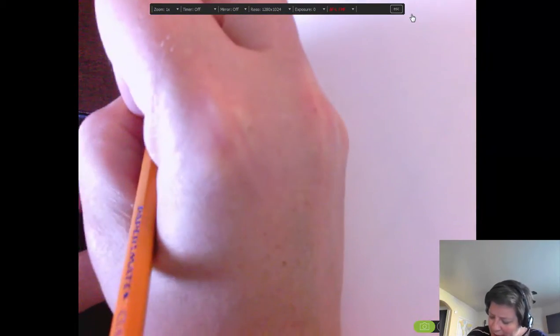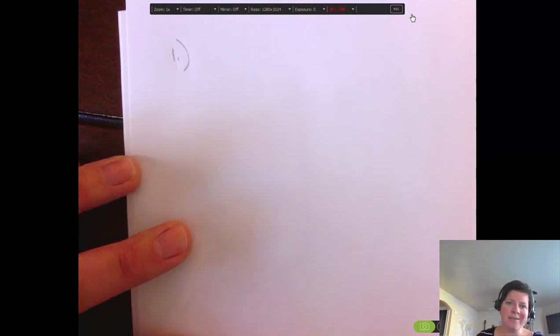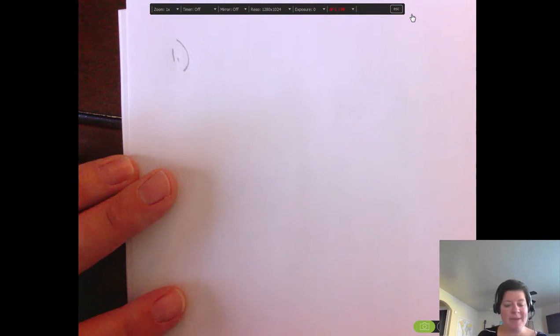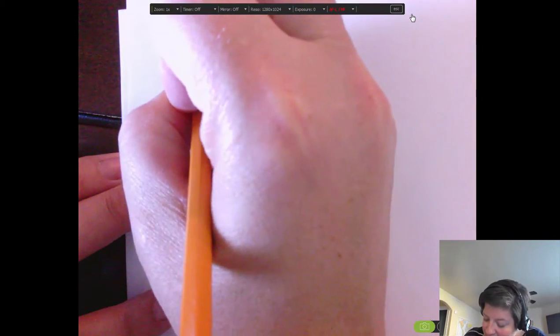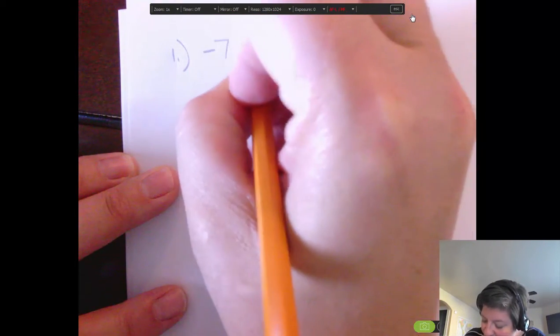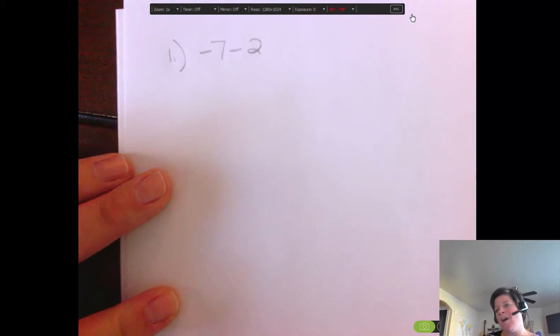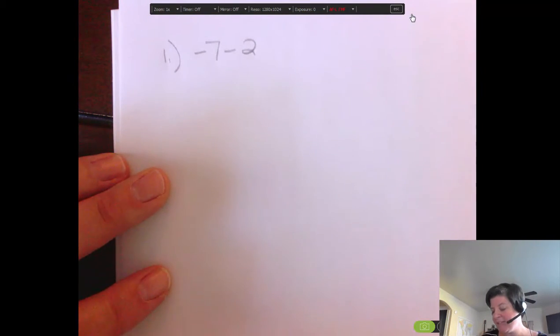So I have a couple examples I want to give you. Let's go over a couple problems that we typically maybe mess up the signs for, that I want to remind you of how to do. So maybe -7 and we subtract 2 more. This is a common one that a lot of people make mistakes on.